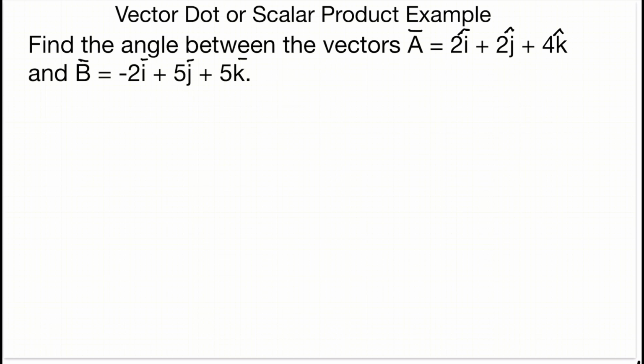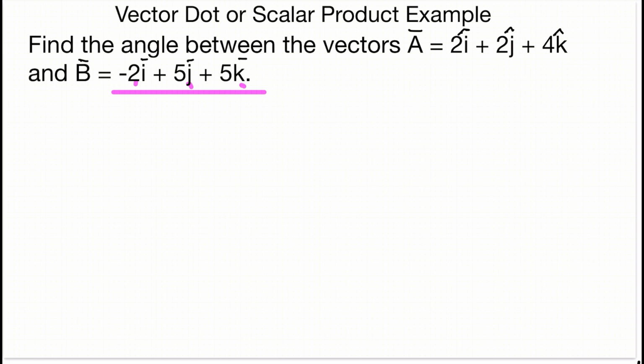Welcome to my video where I want to do an example using the vector dot product or the scalar product. The problem is going to be to find the angle between the vectors A equals 2i plus 2j plus 4k and B equals minus 2i plus 5j plus 5k. You can see that these are written in unit vector notation because we have the i, j, and k unit vectors. So that's where we're going to proceed.